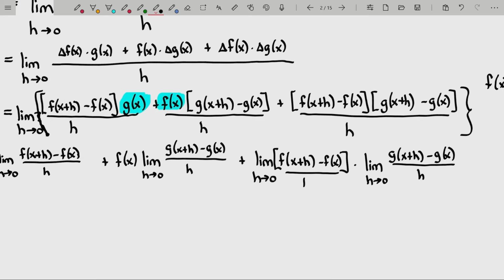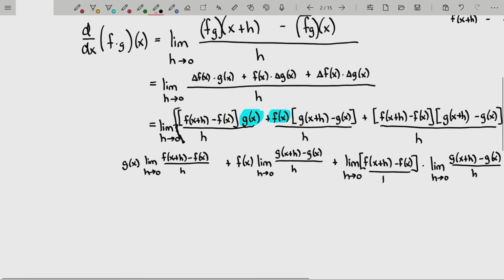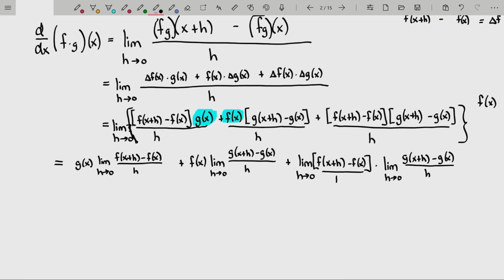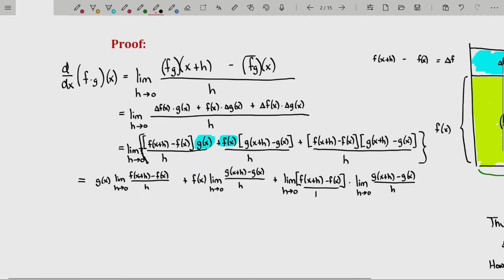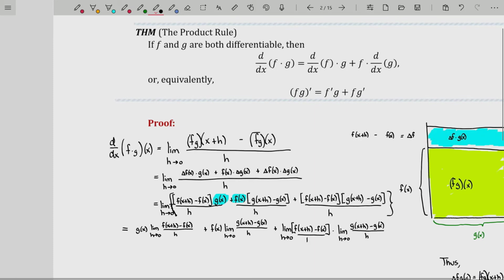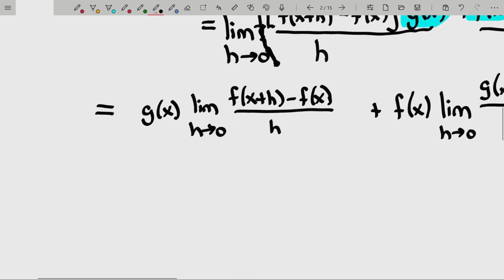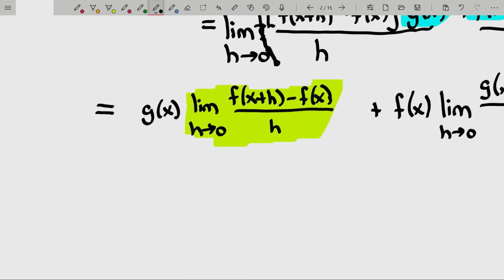Now, this might be illegal. So breaking these limits apart like this, it could be bad news. We just have to see if these limits exist. If they do exist, then we're okay. The assumption right from the beginning of the theorem is if f and g are both differentiable. Well, if they're both differentiable, then their derivatives exist. And you could see that this picture right here is f prime of x. And since they told me that exists, I will write this as g of x times f prime of x.